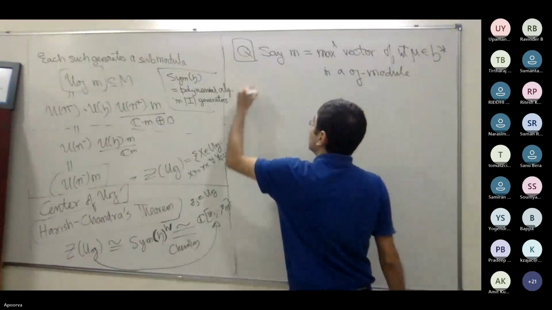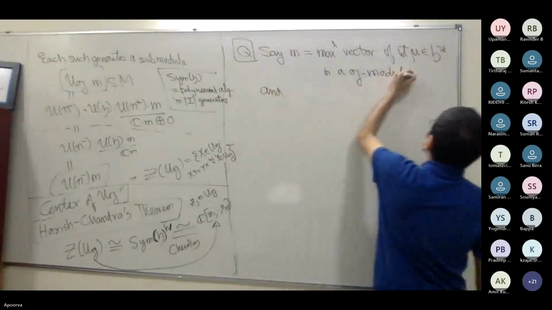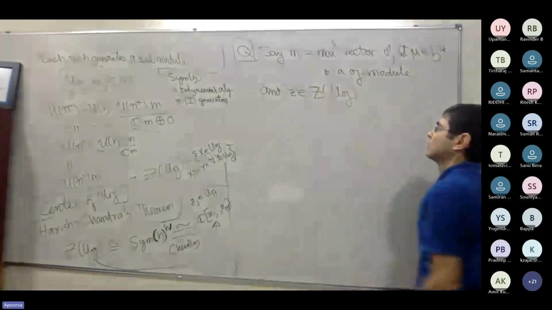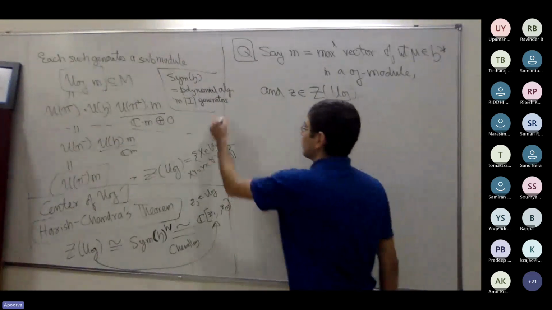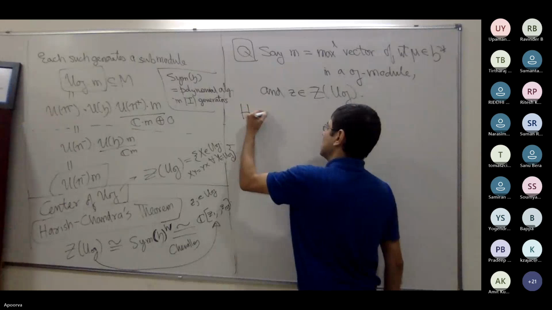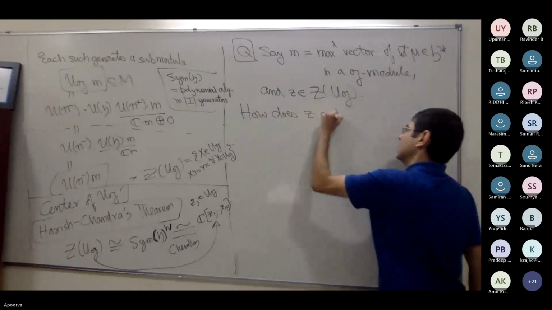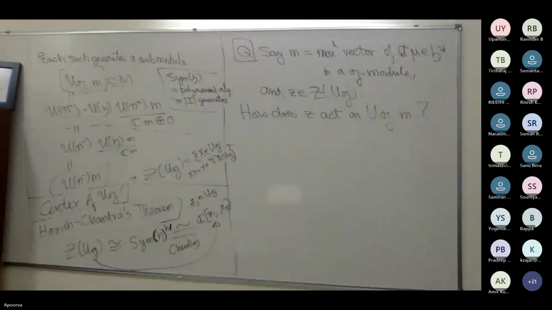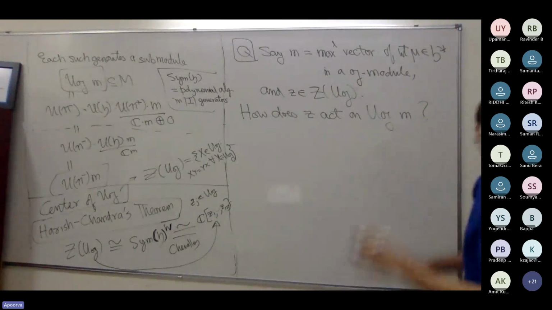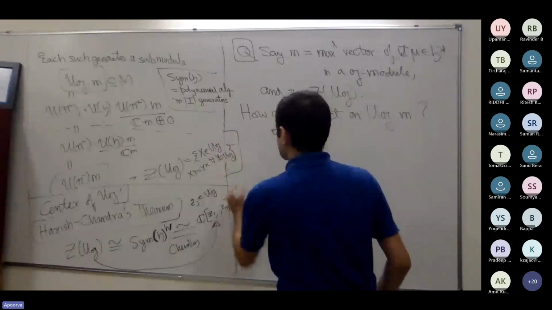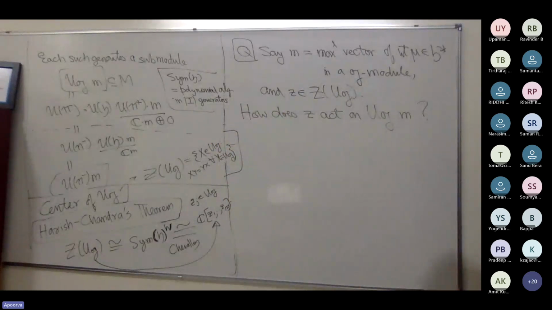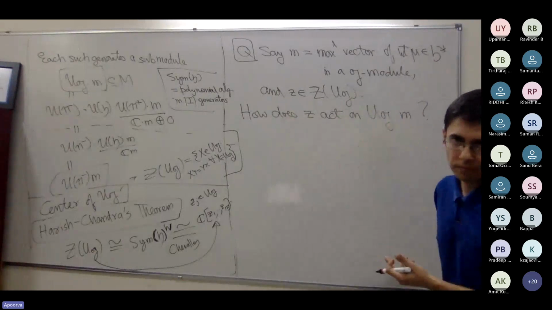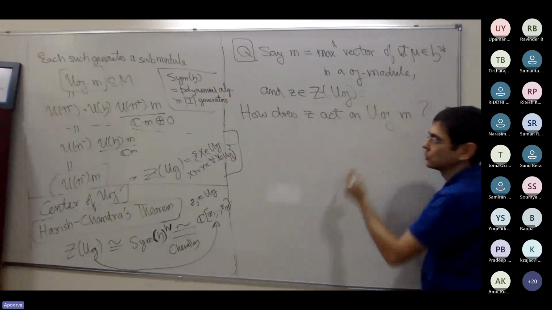And Z is a central element of U. How does this central element act on it, in fact on the entire module? So that's the first question we are going to discuss. Now the point is the following. Let's first look at how Z acts on N. It's a central element, so it commutes with UG.